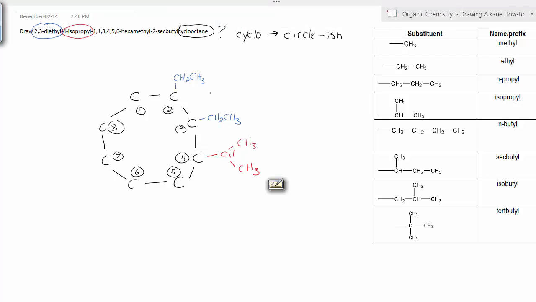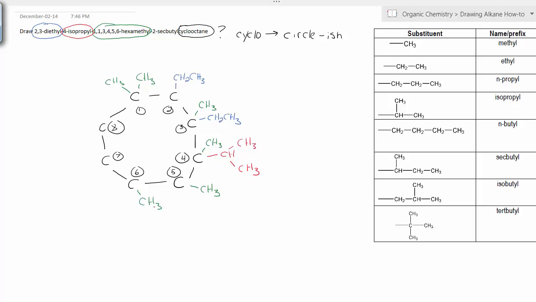Alright, we're going to switch. We're going to go to green for all the methyls. Alright, so hexamethyl means there are 6 methyl groups. There's one at carbon number 1. There's another one at carbon number 1. Okay, there's another one coming at carbon 3. Okay, there's another one coming at carbon 4. There's another one coming at carbon 5, and then finally at carbon 6.